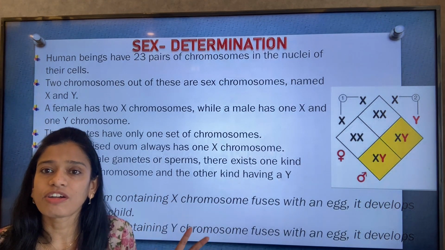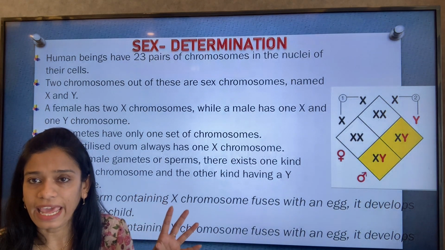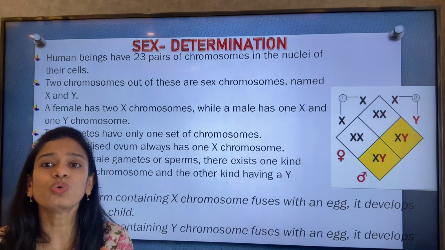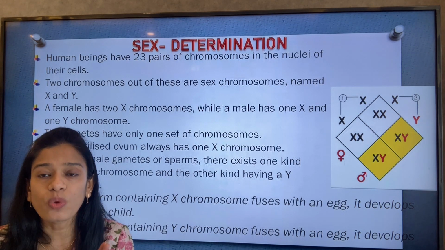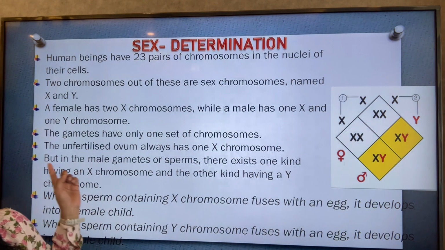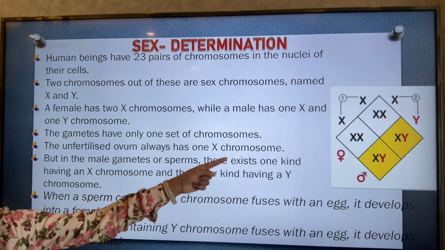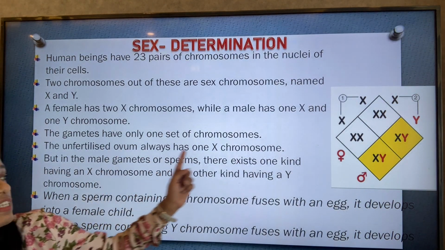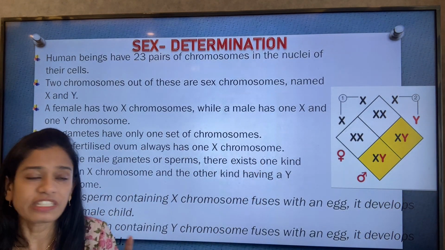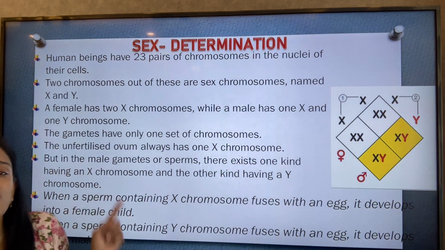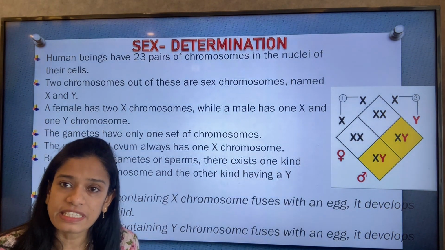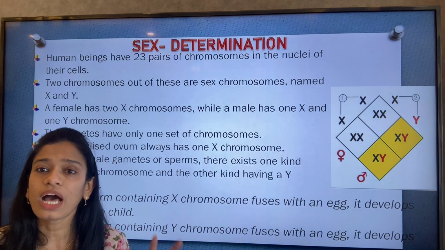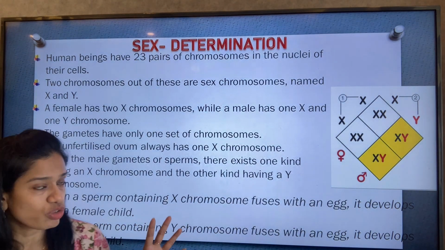This one set of chromosomes in the female egg and that in the male sperm fuse to form the 2n number of chromosomes, that is 23 pairs. The unfertilized ovum always has one X chromosome. So for the female it is fixed that the egg always has the X chromosome, because for females both are X.